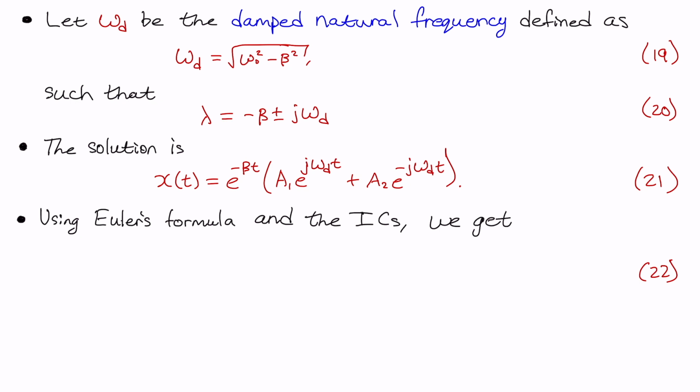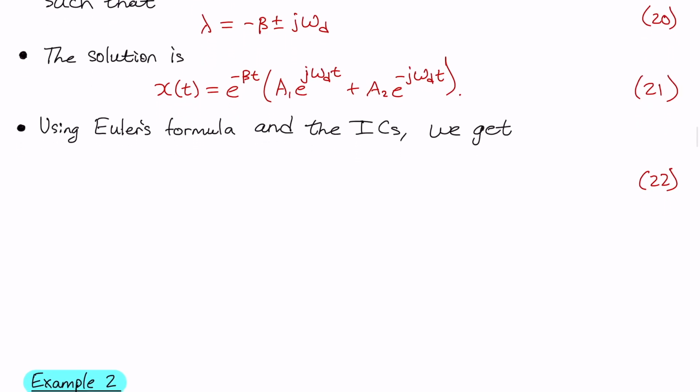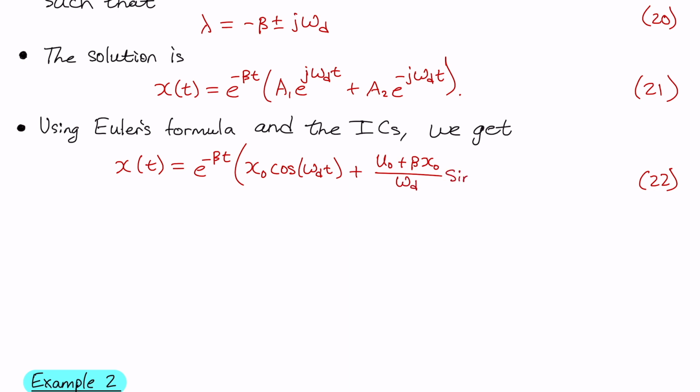We then use Euler's formula and the initial conditions, which we're just assuming are generic, and we end up with the following: x of t is equal to e to the minus beta t times the quantity x sub 0, our initial displacement, times the cosine of omega d t, plus u0 plus beta times x sub 0, where u0 is our initial velocity and x0 is initial displacement, all divided by omega sub d and multiplied by the sine of omega d t. If you're curious, you can go through and verify this.